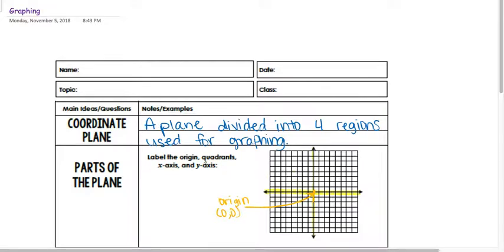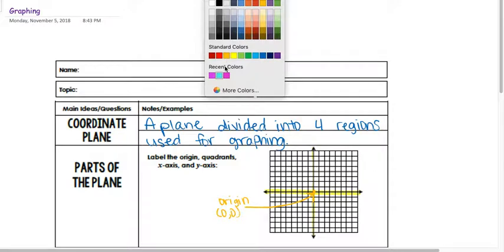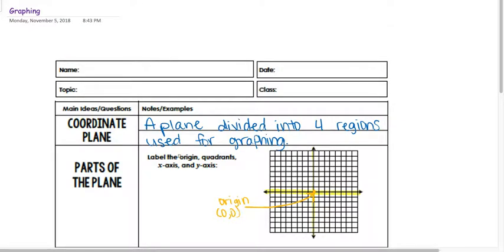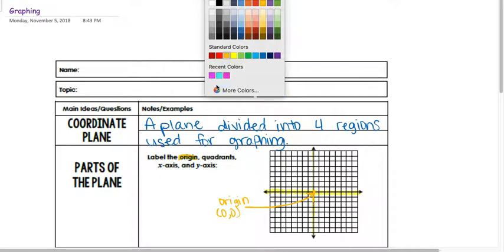All right, now I'm going to highlight the word origin for you, in the same color that we just labeled it. So origin is orange. That should be pretty easy to remember, huh? All right, now we're going to look at our quadrants. Let me change my color for that.